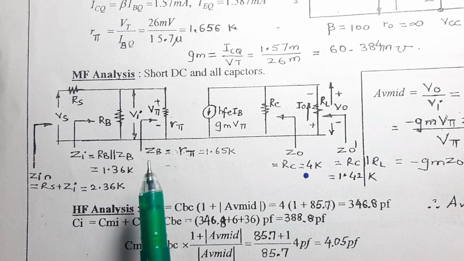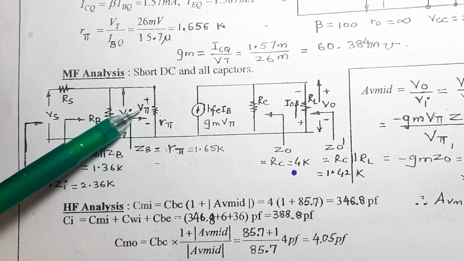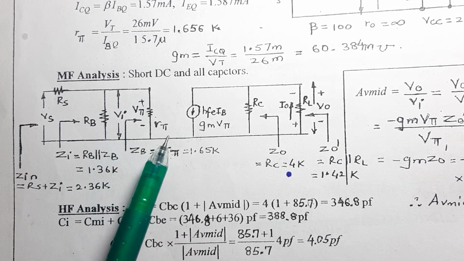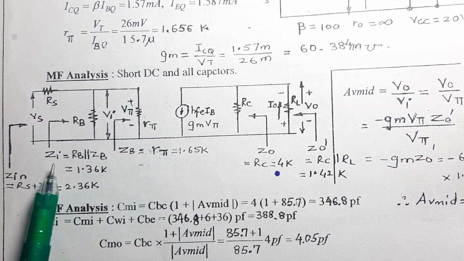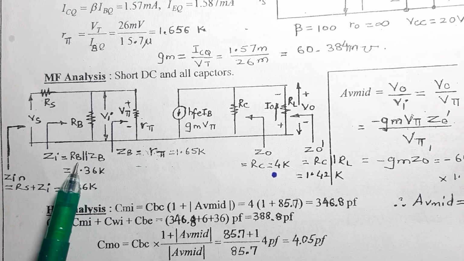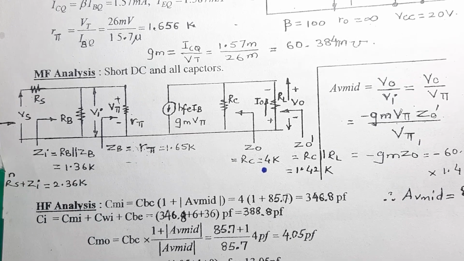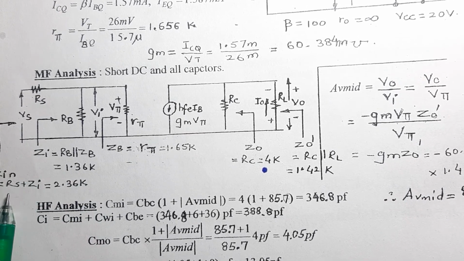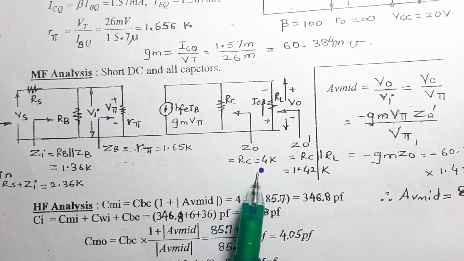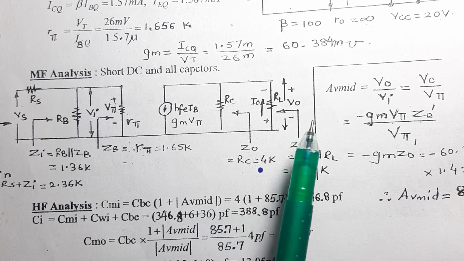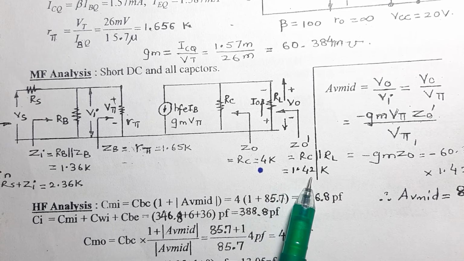Now your ZB is given directly if I'm standing over here and looking into the network. I'm looking inside the socket, so I'm able to see a resistance known as R pi, which is equal to 1.65k. Then your Zi is equal to RB parallel ZB, so over here it is 1.36k. Coming a step back, your Zn is given as Rs plus your Zi, which is equal to 2.36 kilo ohms. Now your Zo is given as Rc, which is equal to 4k over here, and your Zo dash is equal to Rc parallel RL, which is equal to 1.42 kilo ohms.